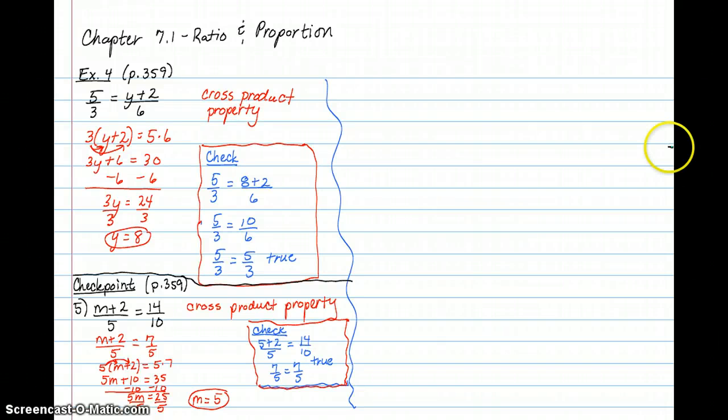To check it, you would have substituted the 5 right here into this m position. And so 5 plus 2, right here now, over 5 equals 14 over 10. We already know 14 over 10 simplifies to 7 over 5. And then 5 plus 2 is 7 over 5. 7 over 5 equals 7 over 5. That is true.